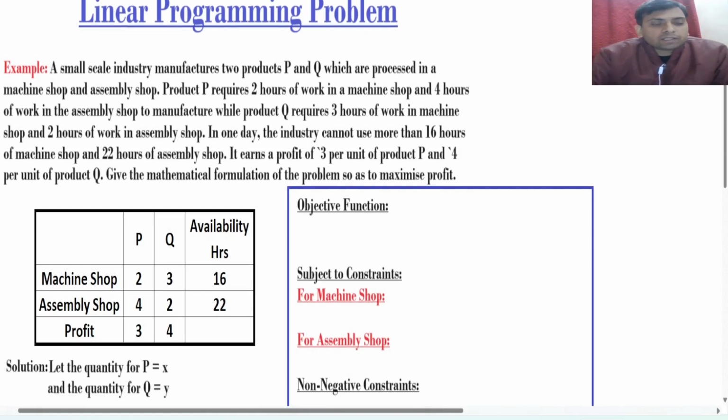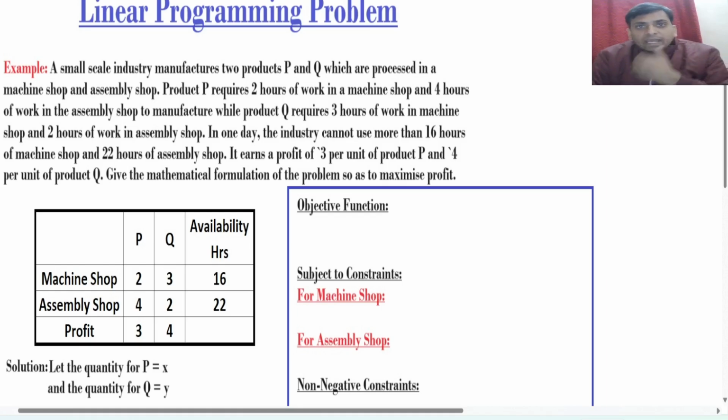In this example, a small scale industry manufactures two types of products. First is P and second is Q, which are processed in a machine shop and assembly shop. Product P requires 2 hours of work in a machine shop and 4 hours of work in an assembly shop to manufacture, while product Q requires 3 hours for machine shop and 2 hours for assembly shop in one day.